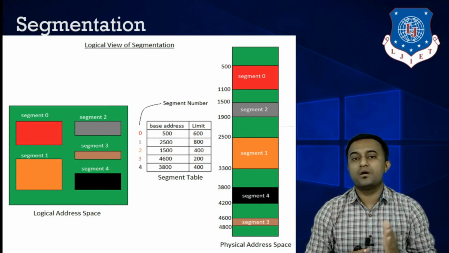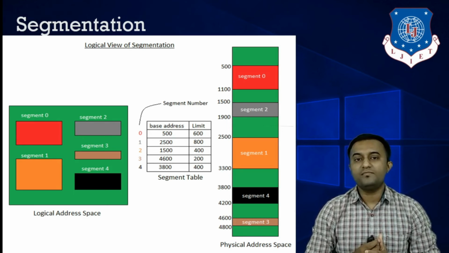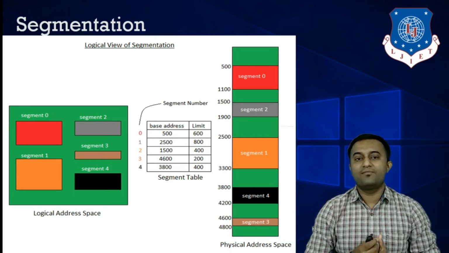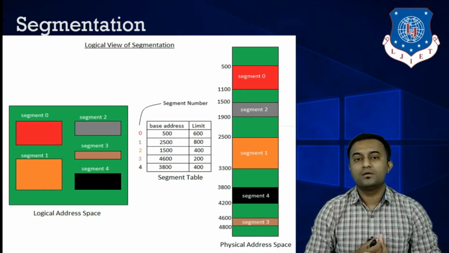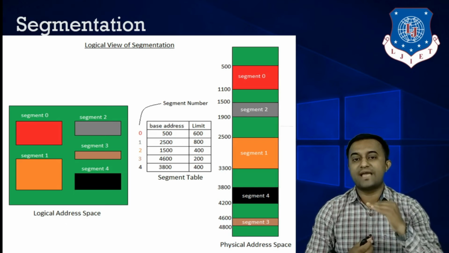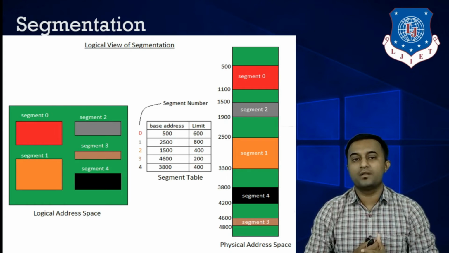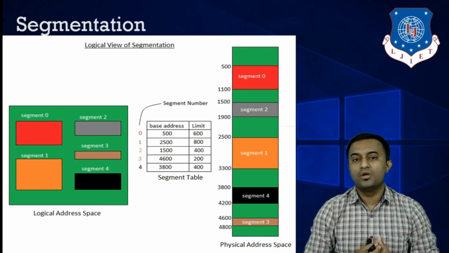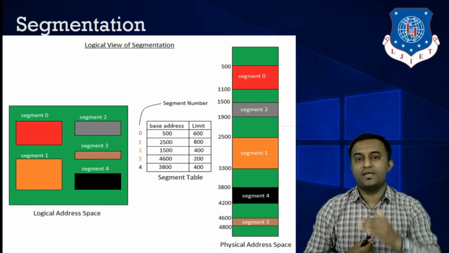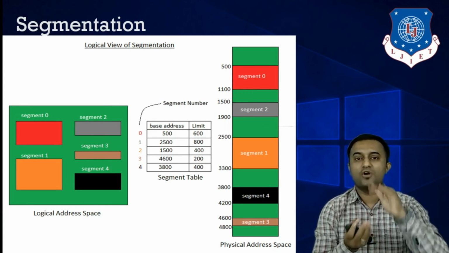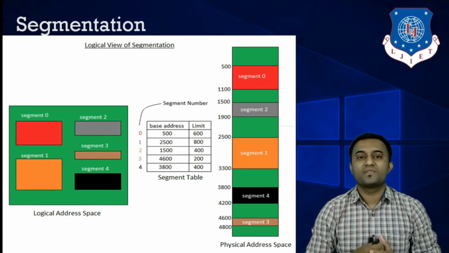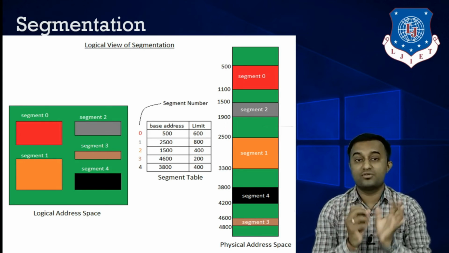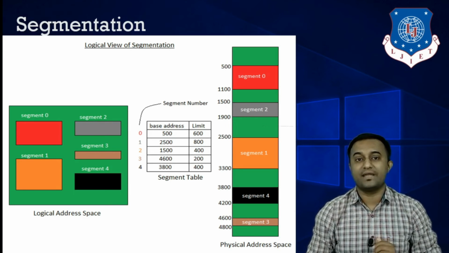In the same way, segment number 1 will start from 2500 and end with 3300, because the size of this particular segment 1 is 800. So 2500 plus 800 is equal to 3300. In this way, we have mentioned the range of each segment. Up to this, I hope it was clear to you, because based on this understanding, we are going to discuss the next slide.